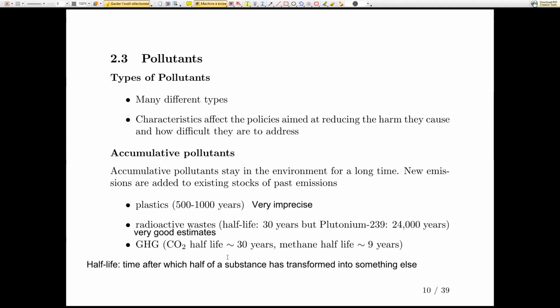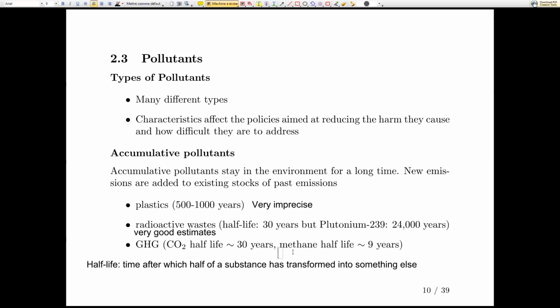So CO2 has a half-life of maybe 30 years in the atmosphere. So that's a very accumulative pollutant, and the CO2 that's emitted now is going to have its most damaging effect if it accumulates with the rest, then the damage is going to accumulate over time for decades. So we should really care about this.